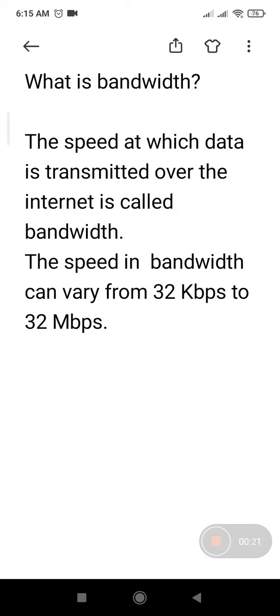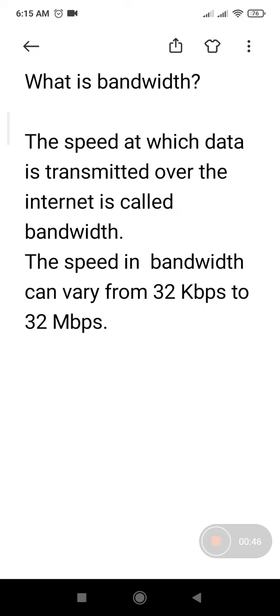The speed at which data is transmitted over the internet. Now you know the speed of internet while you're accessing the data from the server can vary from kbps to mbps. So the speed at which you are streaming your text and videos is called bandwidth. And the speed can be up from 32 kbps to 32 mbps. Like 32 kbps we used to have in DSL, digital subscriber line, and in dial-up networking.